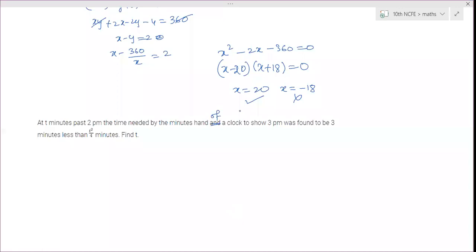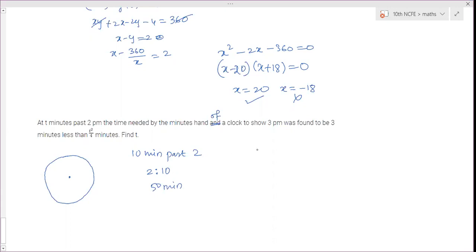It's past 2, that means after 2 p.m. The time needed by the minute hand of a clock to show 3. So how much time is left? This is a clock, for example. Suppose, for example, 10 minutes past 2. What is the time? 2:10. Now how long will it take to make 3? 50 minutes.